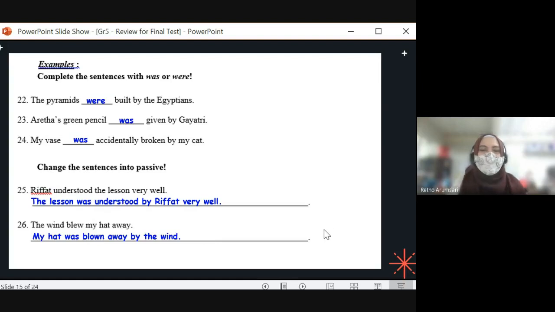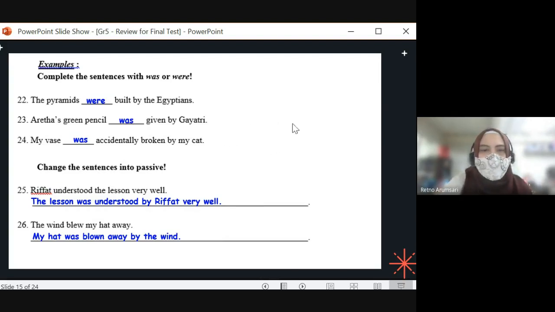Okay. So 5D, I must remind you again to be careful with the verbs that are used in the sentence. You have to check whether it's a verb 1 or a verb 2. If it is a verb 1, you use is or are in the passive sentence. But if it is a verb 2, then you use was or were in the passive sentence. Like that, yeah. 5D.